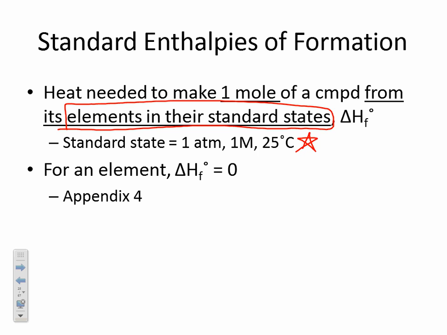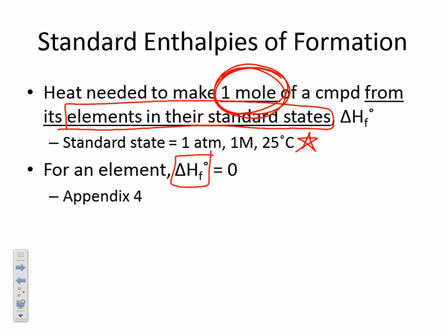And the most important bit of this, the one that the AP really likes to ask about, is that for standard enthalpies of formation, you're only making 1 mole of the compound, and that's it. So you kind of have to think about what amount of each element, what coefficient for each element, you're going to need in order to make just 1 mole of the compound.